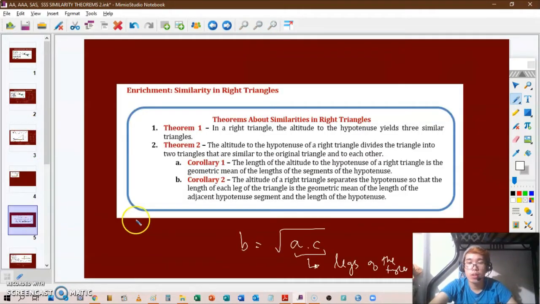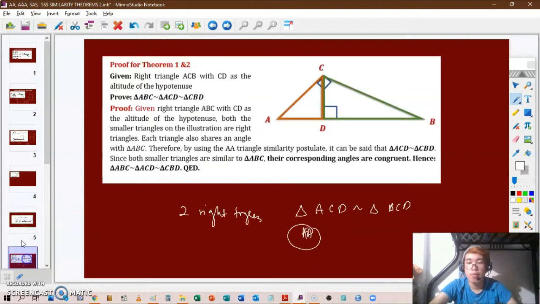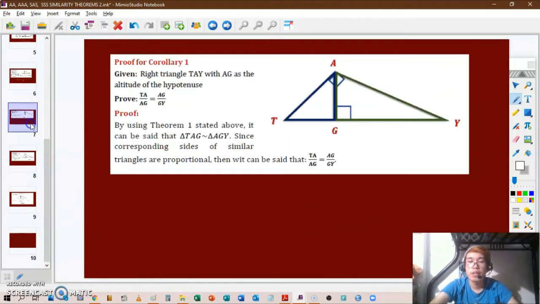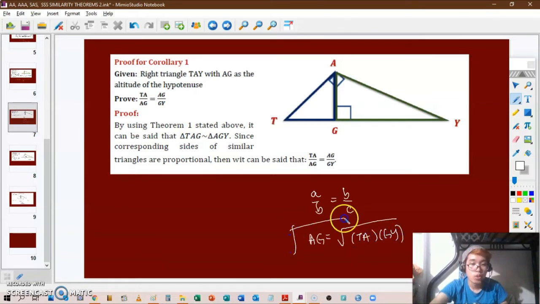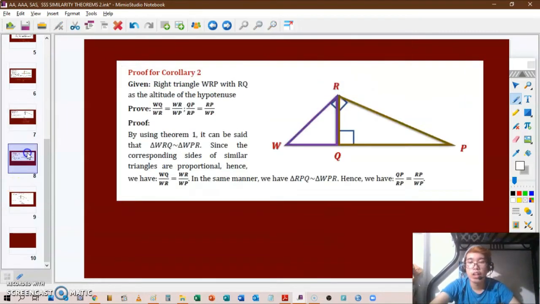So this one: the length of the altitude to the hypotenuse of a right triangle is the geometric mean of the lengths of the segments of the hypotenuse. How can that be the geometric mean? That can be like A all over B is equal to B all over C. Therefore, AG is going to be equal to the square root of the product of TA multiplied by GY. So this is the geometric mean, AG. That's how we will get the value of the altitude.